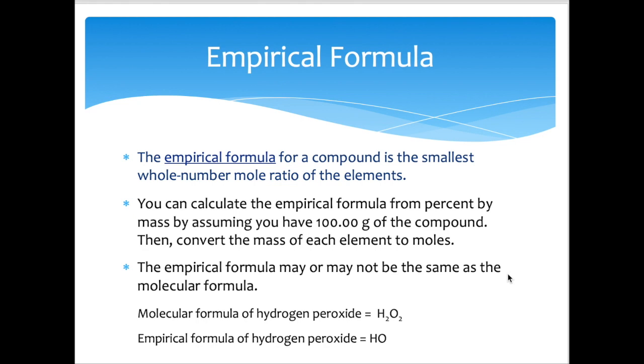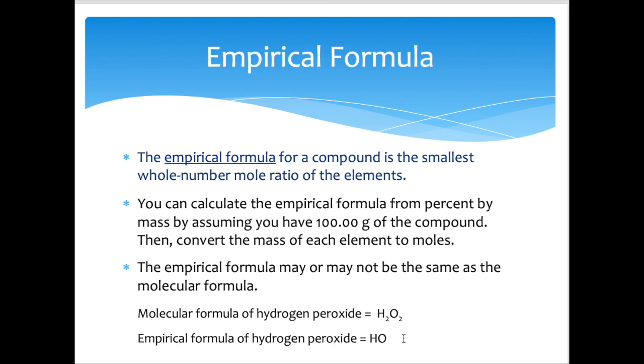Then we have empirical formulas. An empirical formula is basically if you have a compound and you look at the subscripts and they're able to get simplified, the simplified version of that formula is the empirical formula. For example, the molecular formula for hydrogen peroxide is H2O2. If you take a close look at the subscripts, they're all divisible by the same number. When that's possible, the empirical formula exists. So you just simplify it. For H2O2, all the subscripts are divisible by 2, so it gets simplified to HO.